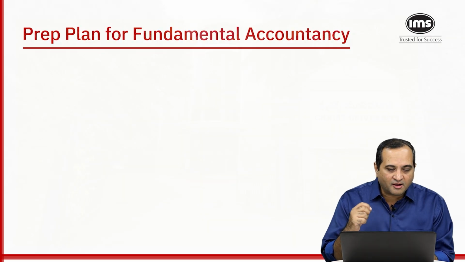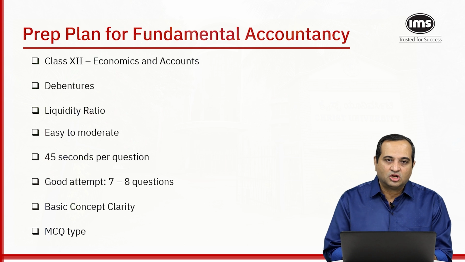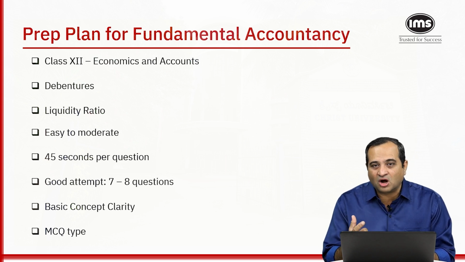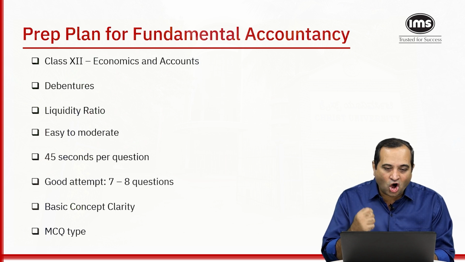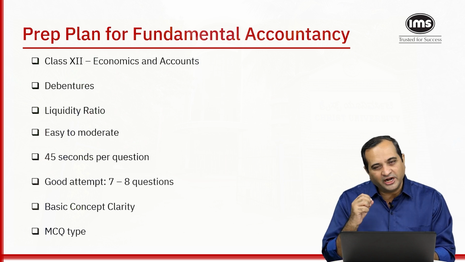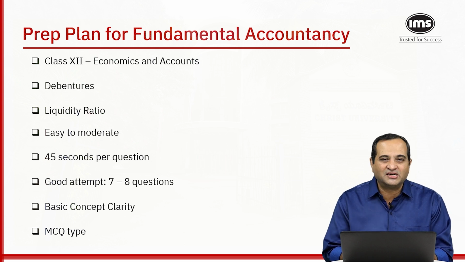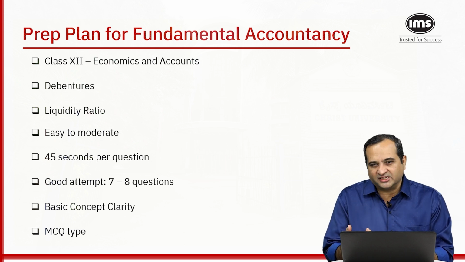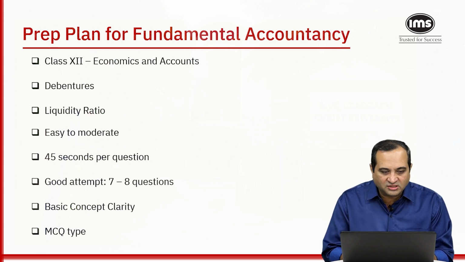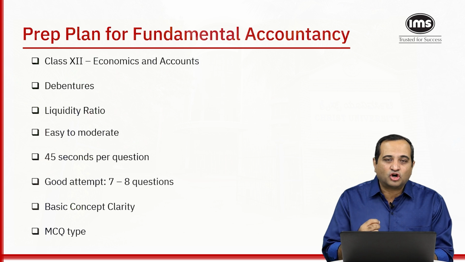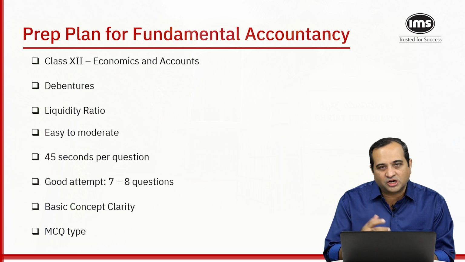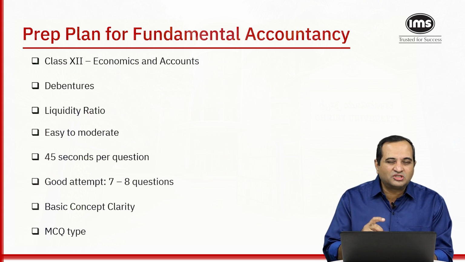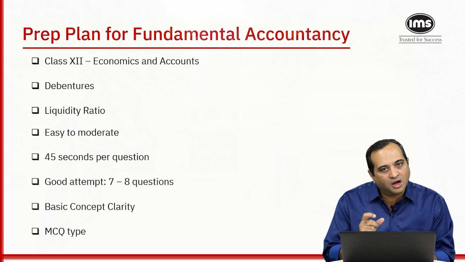Let's move on to the plan for the fundamental accountancy section. Whatever you have learned in your economics and accounts till class 12, I think it's much more than sufficient. The type of questions that you get here is just going to check your basic clarity on accounts and economics. There is nothing much, only 10 questions. I would suggest spending approximately 30 seconds once again on this type of questions, which should be much more than sufficient. The type of questions, as I just said, are from your 12th standard economics and accounts: debentures, liquidity ratio, these are topics that you get. A good attempt of around 7 to 8 out of 10 would be a good attempt.